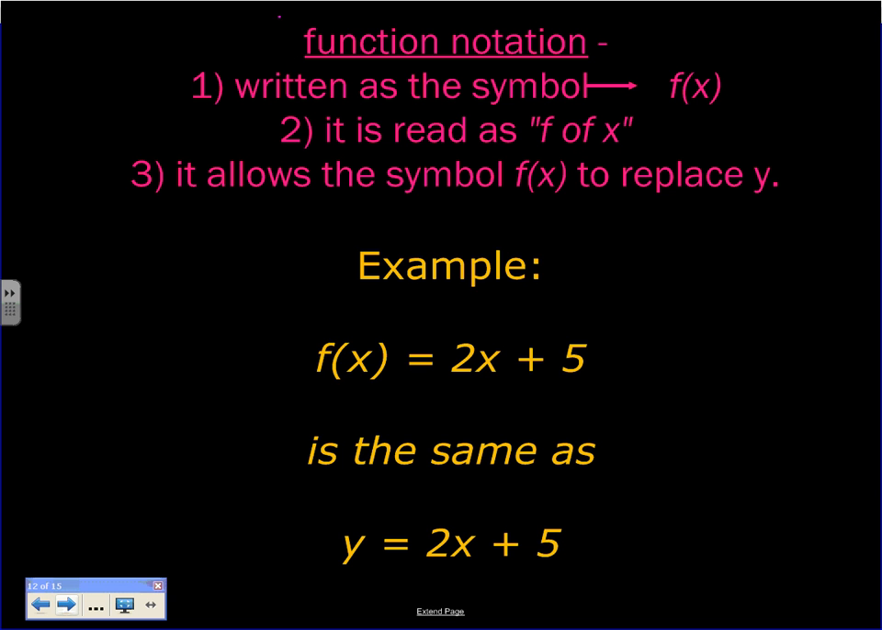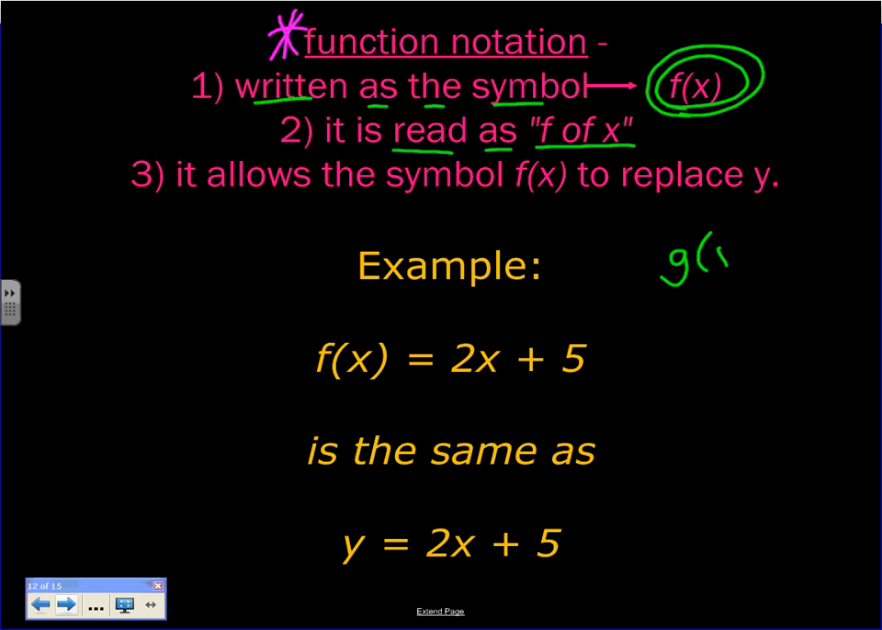Function notation. This is going to be a new way in which we write functions for you. It's very similar to what you've been using. The first note I have here is that it is written as the symbol f of x, and it is read f of x. So when you see that symbol, that's f of x. Occasionally we will have g of x. Sometimes you also see h of x. And these are also different function notations that you may use. For our purposes right now, we're only going to use f of x.